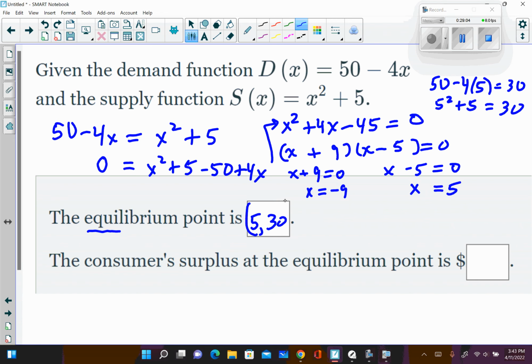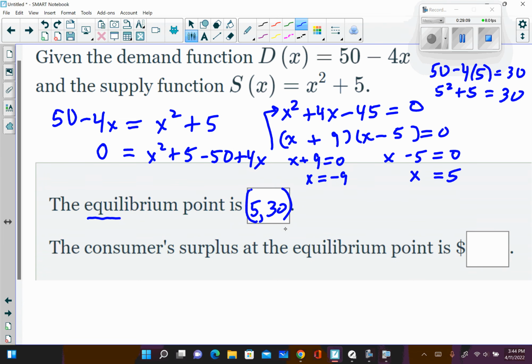This has to be in parentheses. Has to be. Not optional. Parentheses not optional. Consumer surplus, we integrate what consumers do. Consumers demand things. Producers supply. So consumer surplus, we're going to integrate the demand function. Don't forget dx. And it's always from 0 to the x coordinate of the equilibrium point. And then it's always minus the product of these coordinates, in this case, 5 times 30.